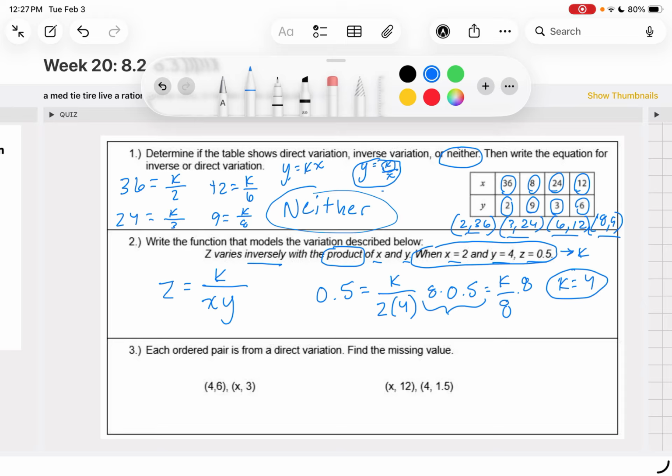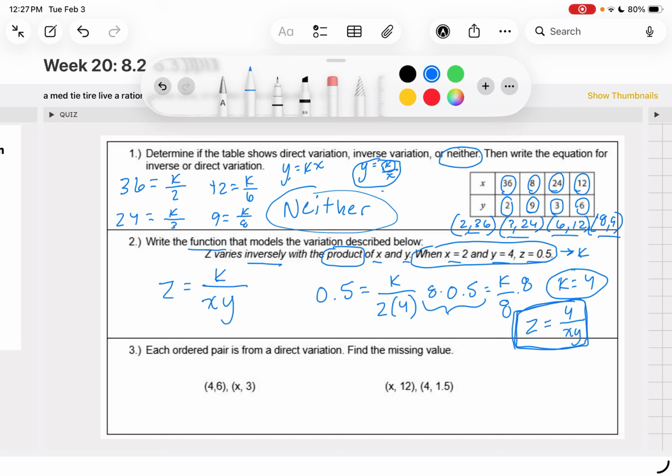Okay, so we did that work because we want to know what the function is. So I know z varies inversely with the product of x, y, and now I know that my constant of variation, that k, is 4. So this is the function.